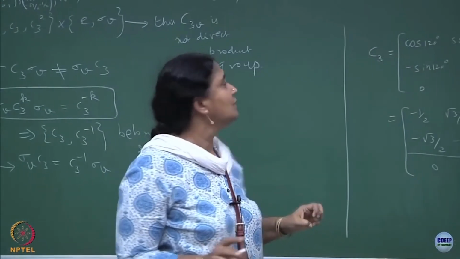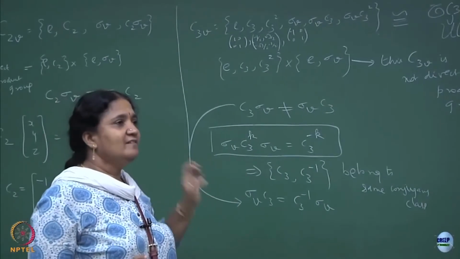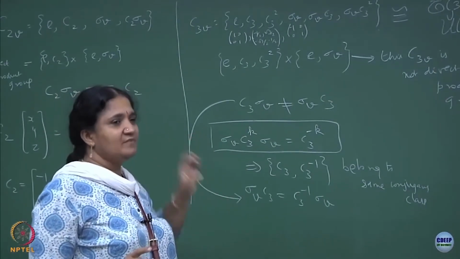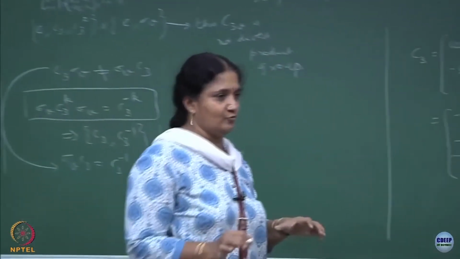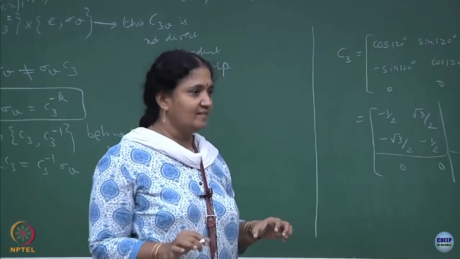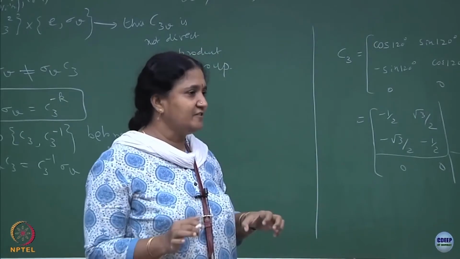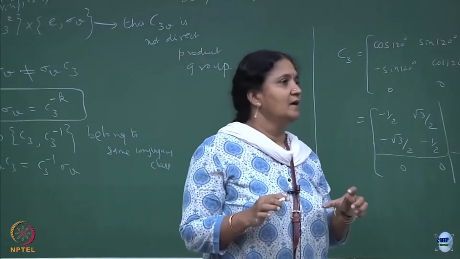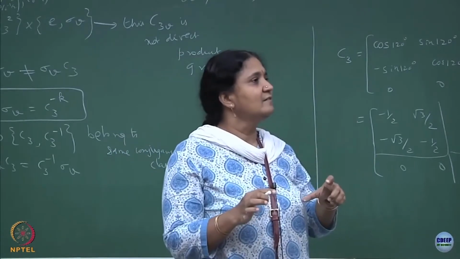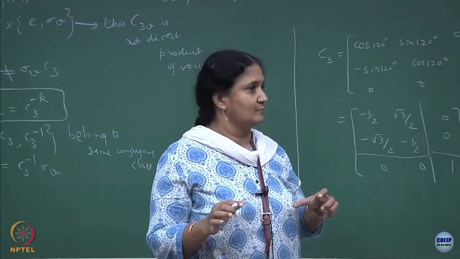Okay. So, in that sense it is a 2D representation. Can I say whether this 2D representation is reducible or irreducible? That is the next question. Okay. What is the definition of a given matrix? If I give you a matrix, you have to see whether it is reducible or irreducible.